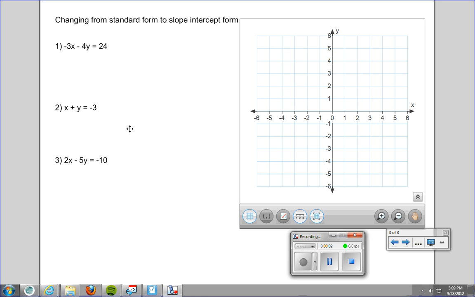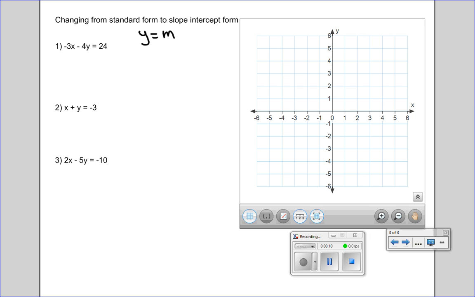In this video, we'll be looking at changing equations from standard form to slope-intercept form to be able to graph them. If you remember from the previous video, slope-intercept form is when we have y equals mx plus b. In other words, y is by itself. That's the main thing to understand. Y is alone, there's no negative sign, there's no number. The x's are over here and the whole numbers are over here.